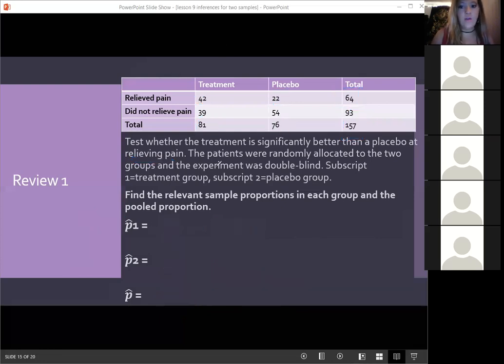But yeah, that's basically how we know: it says they're testing whether it's better at relieving pain, which is why we knew to use the 42, the 22, and the 64 there.